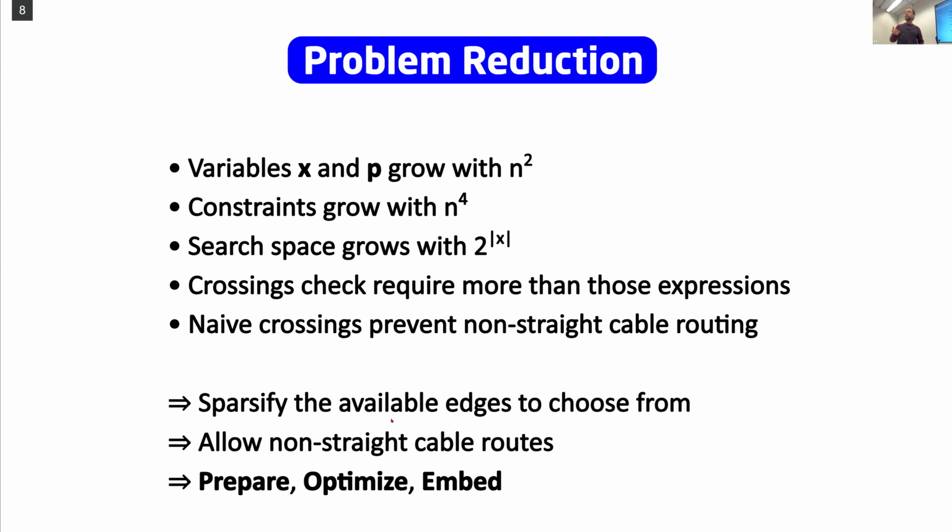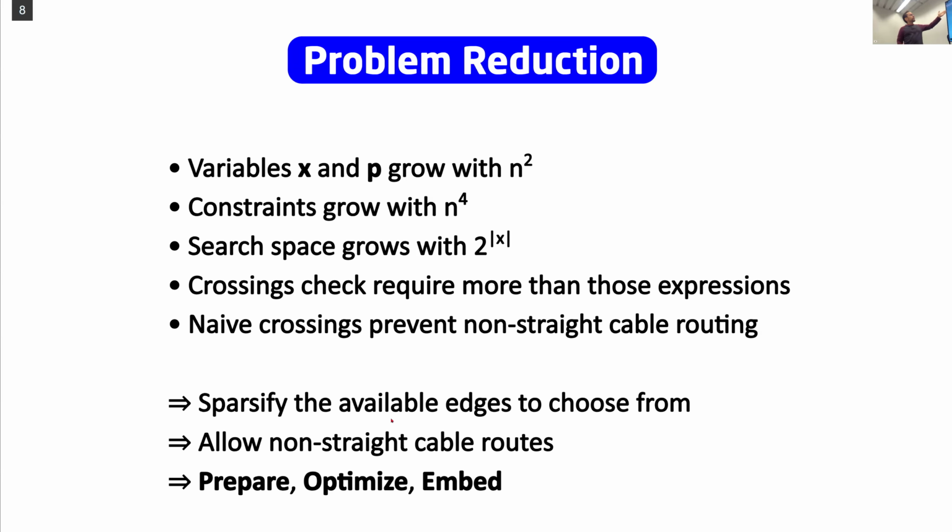because it is dependent on what edges you choose. So that would make the problem either nonlinear or with a lot of constraints if you want to really avoid all cable crossings. So we do a problem reduction.